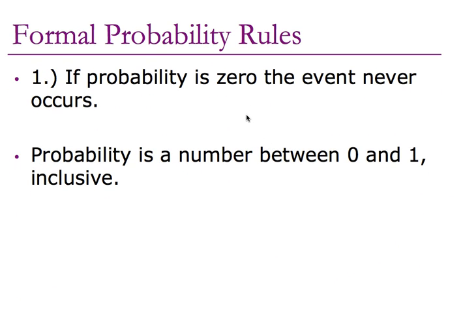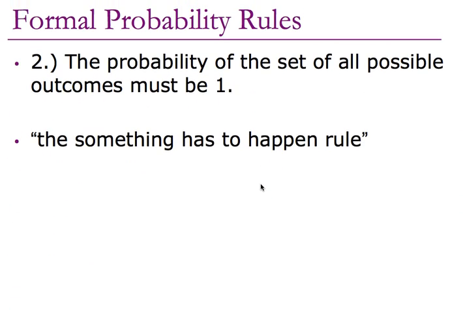So the formal probability rules, there are 5 of these. First of all, if a probability is 0, then the event will never occur. Probability is always between 0 and 1, and inclusive means that it includes 0 and 1. That's the first rule. The second rule is that the probability of the set of all possible outcomes must be equal to 1. What you need to remember is that it has to be between 0 and 1. It can't be over 1. 1 really represents 100%. If there is a probability of 1, that means it is 100% certain that it will happen.